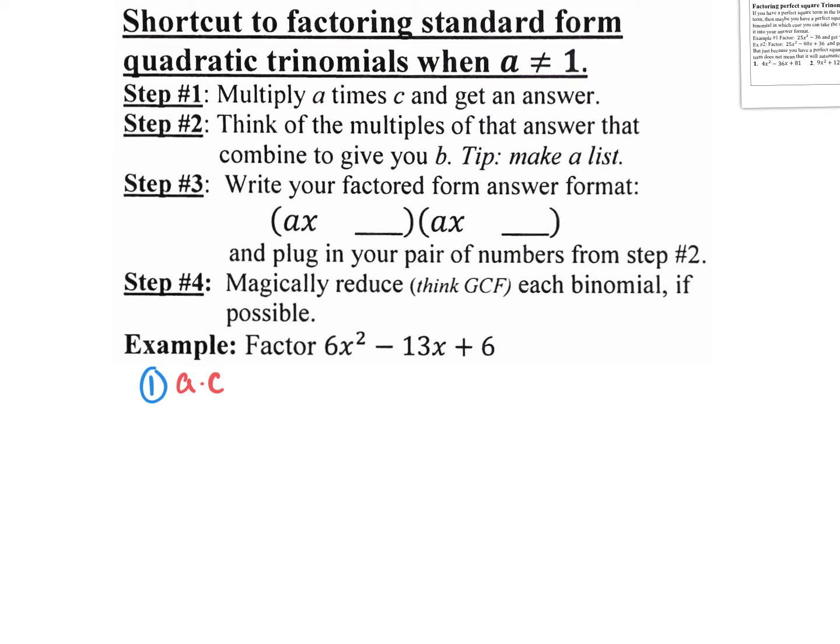Maybe if this were a 9x squared and this were a 25, you'd be able to do square roots. But they're not perfect square terms. So we do have a number out here. We're going to go with that multi-step process. The first step is to multiply a times c, giving you what?